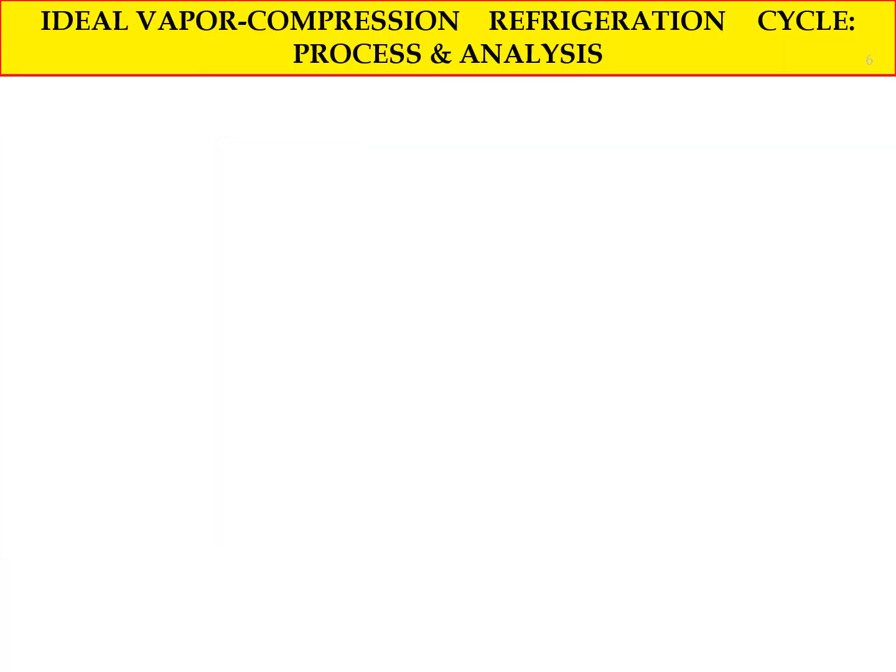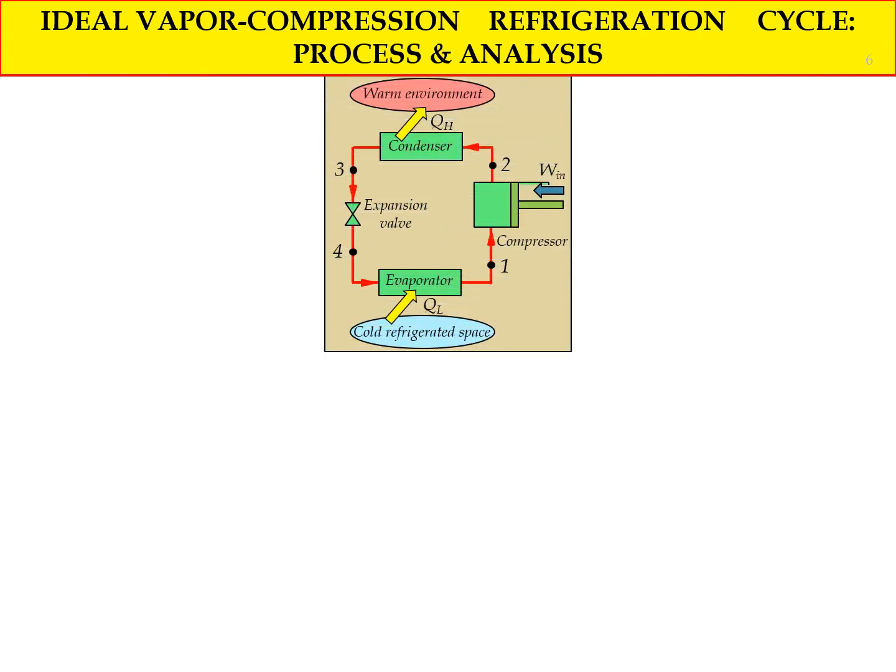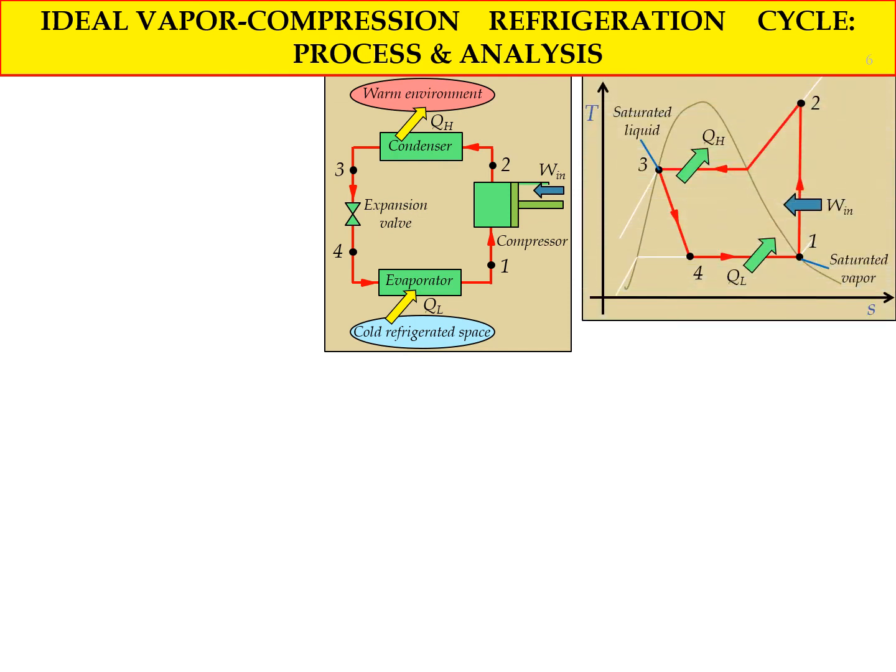Ideal vapor compression refrigeration cycle process and analysis. So this is a simplified diagram of the refrigeration system, along with the device, and this is the TS diagram. As you can see in this TS diagram, we have two constant pressure lines here, and process 4 to 1 happens at a constant pressure line, and process 2 to 3 also happens at a constant pressure line.